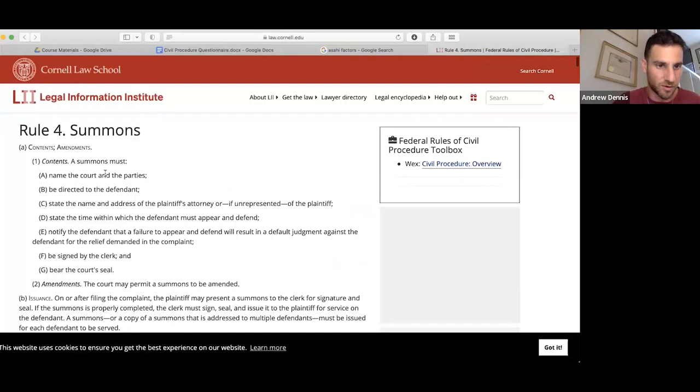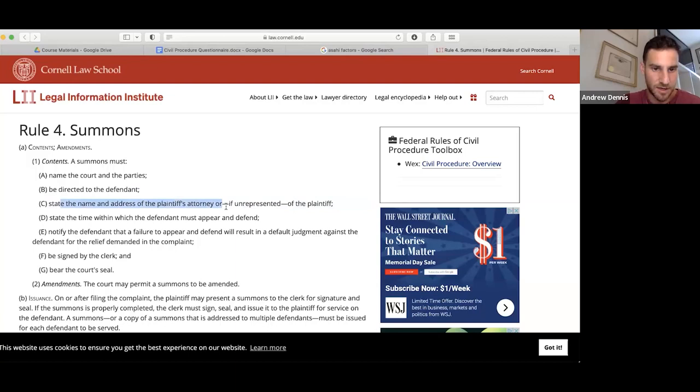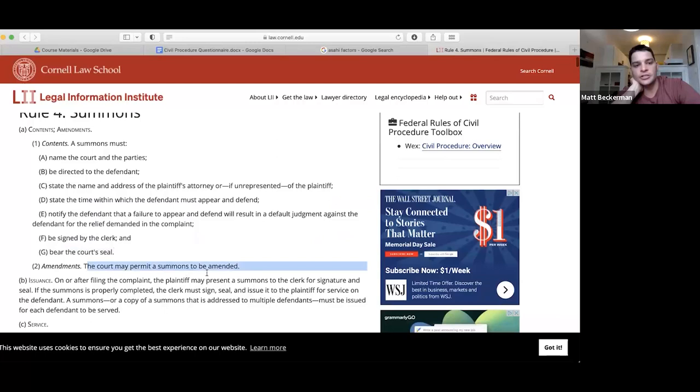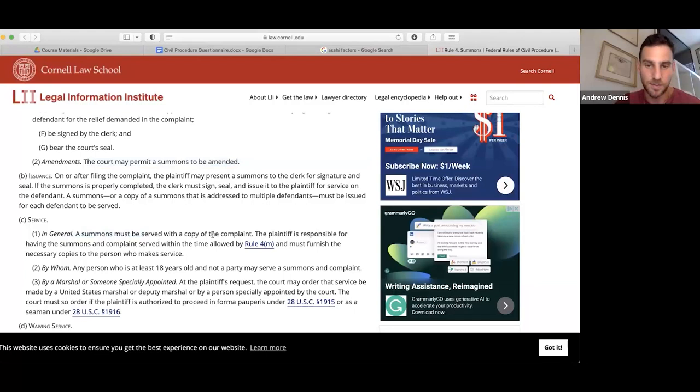Contents: a summons has to name the court and the parties, be directed to the defendant, state the name and address of the plaintiff's attorney or, if unrepresented, the plaintiff, state the time within which the defendant must appear and defend, notify the defendant that failure to appear and defend will result in a default judgment against the defendant for the relief demanded in the complaint, be signed by the clerk, and bear the court's seal. Service in general: a summons must be served with a copy of the complaint. The plaintiff is responsible for having the summons and complaint served within the time allowed and must furnish the necessary copies. Any person over 18 or a marshal.